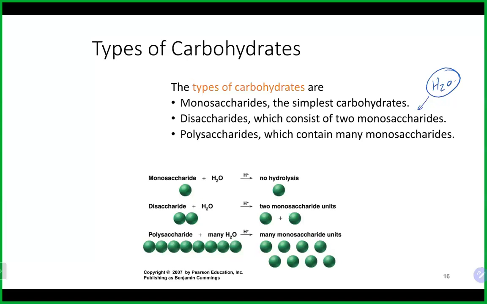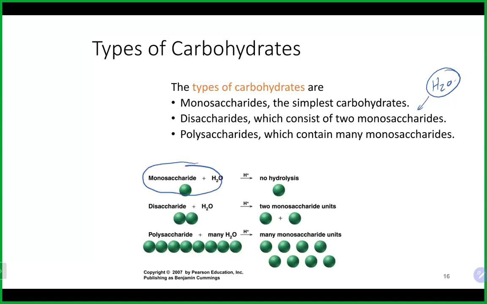Polysaccharides contain a big bunch of repeatable units. For example, as we'll see towards the end of the chapter, take a bunch of glucose units and stack them all together. You get polysaccharides like we find in glycogen and similar molecules.